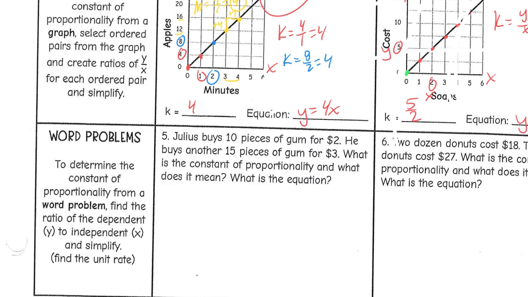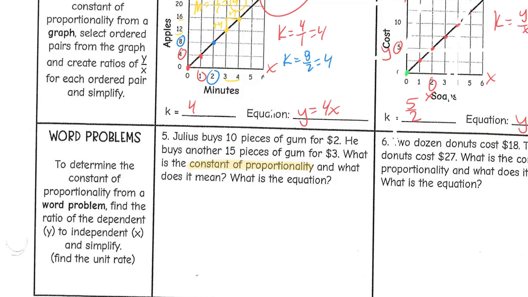Now for word problems. Julius buys 10 pieces of gum for $2. He buys another 15 pieces of gum for $3. What is the constant of proportionality? So as you can see, they're asking for the constant of proportionality, so they're telling you that it is proportional.